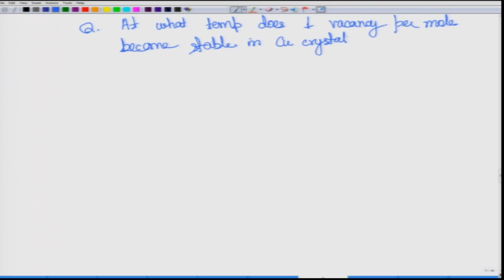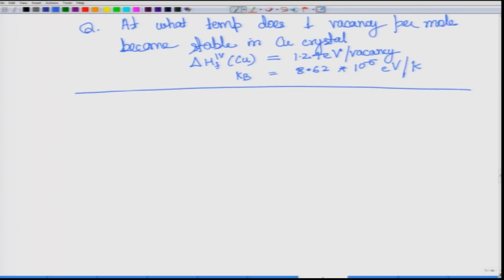So, what is given here? It is given that delta H formation of 1 vacancy for copper is equal to 1.24 electron volt per vacancy, and Kb is known to be 8.62 into 10 to the power minus 5 electron volt per Kelvin. Okay. So, this is the problem statement. How do we go about solving it?